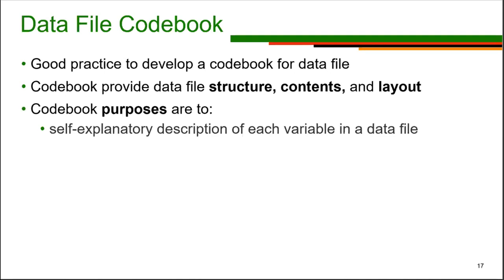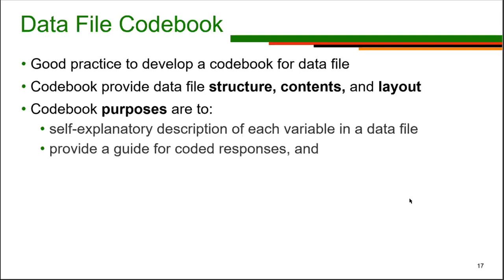So at the most basic level, a codebook describes the data file, and it also explains what codes are assigned to certain responses that you will have. And so as a researcher, you basically have to develop a codebook for two reasons, maybe three. The first is that you want to provide a self-explanatory description of each variable in your data file, so that when someone else is doing the analysis, for example, if you're looking at subject data, you don't have to call the principal investigator and ask them what a certain variable means, but the codebook itself will explain what that variable means. You don't need to have that interaction.